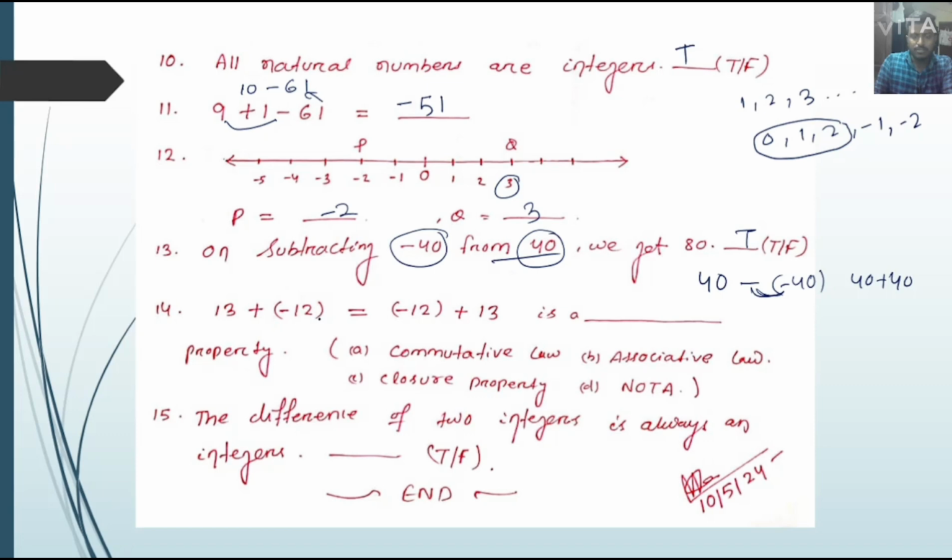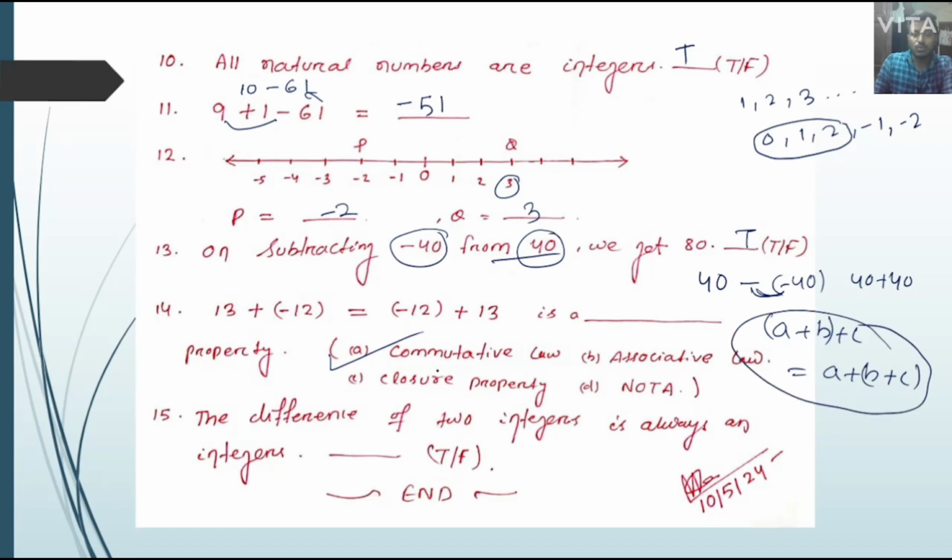13 plus minus 12 equal to minus 12 plus 13. It is a dash law. This is commutative law. Then what is associative law? That is A plus B plus C. First we bracket A plus B, then equal to A plus B plus C, then we bracket B plus C. This is known as associative law.